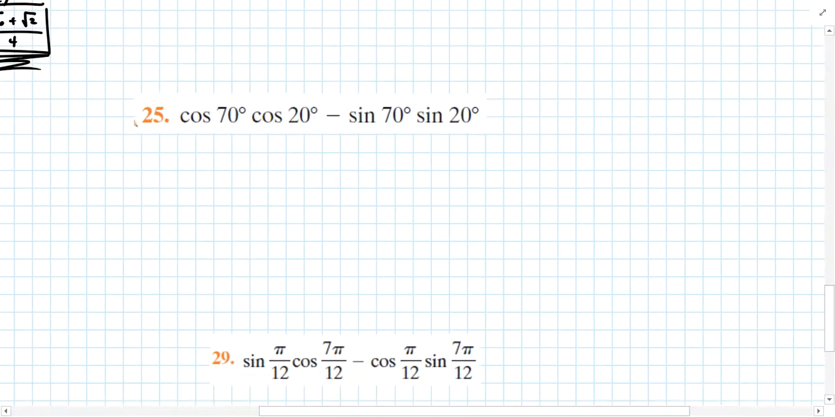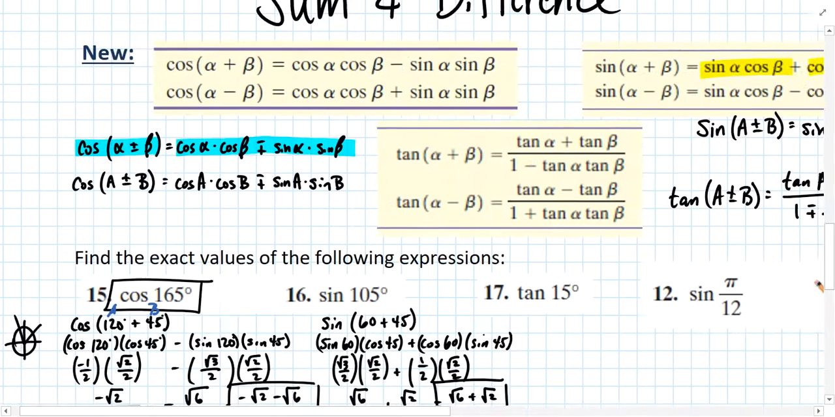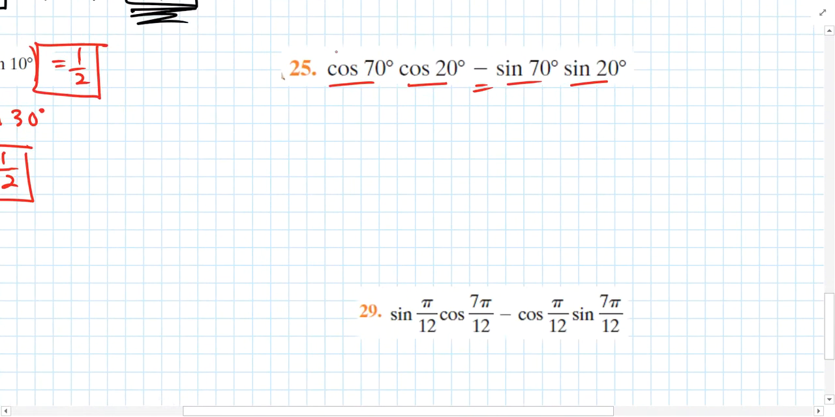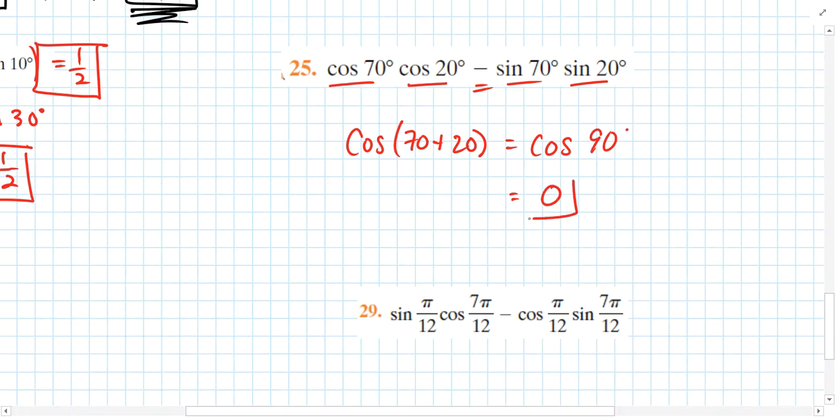In example 25, I've got cosine cosine minus sine sine, and the identity that uses cosine cosine minus sine sine is the sum identity for cosine. So really what we're looking at here is cosine of 70 plus 20, which is just cosine of 90 degrees, and we know the x value at 90 degrees is equal to 0.